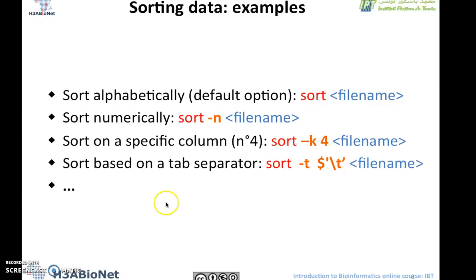If you would like to change the separator, remember that we said that the default separator for sort is the blank, which is space, basically. So you can specify what separator you are going to use, and you can do that using the option -t. And then here, for example, we are specifying that it's a tab separator, but it can be a semicolon or whatever separator you have in your file. And of course, you specify the file name that you would like to sort.